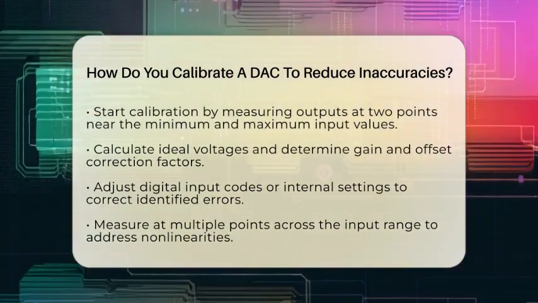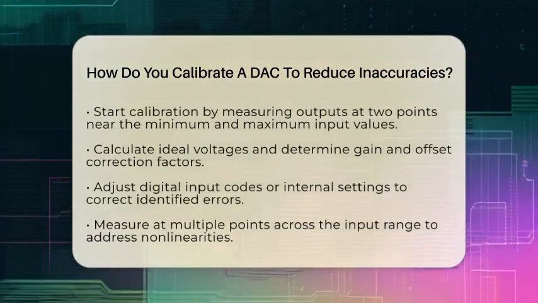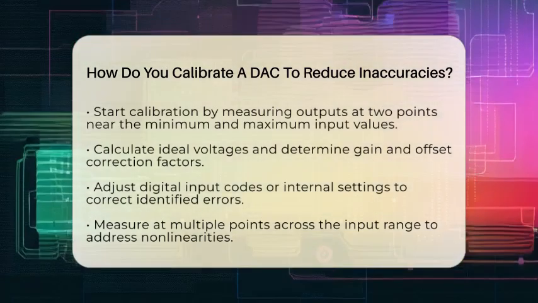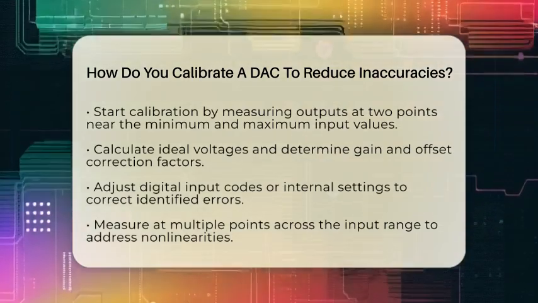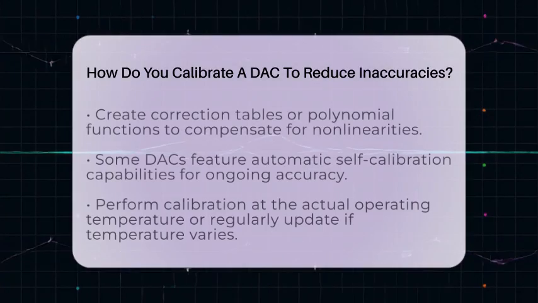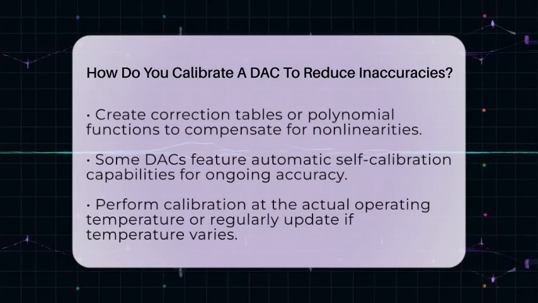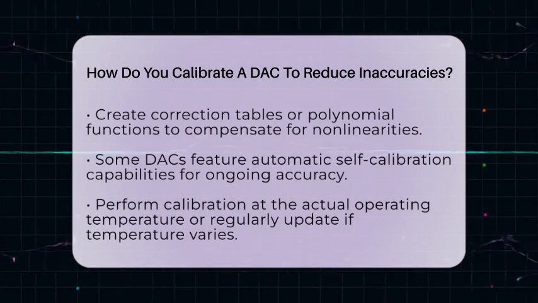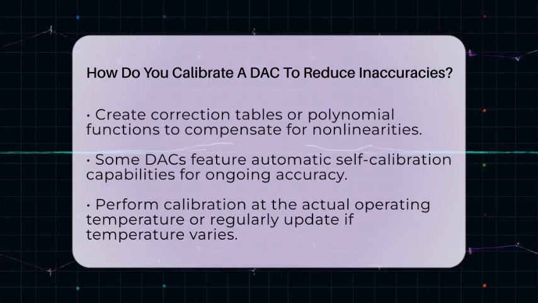To fix nonlinearities, measure at multiple points across the entire input range. Use those measurements to create a correction table or a polynomial function. This helps your system know how to adjust the digital input to get the right analog output. Some advanced DACs have built-in self-calibration features. These can run automatically at startup or during operation, using internal references to adjust for drift and mismatch.